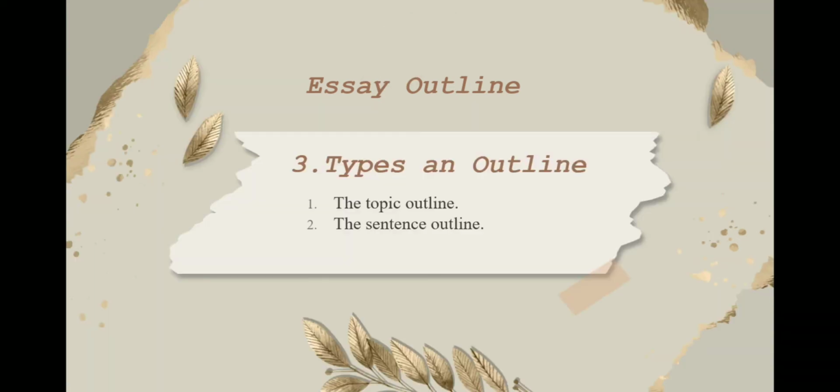Okay, next essay outline, number 3, types of outline. Number 1 is the topic outline. In the topic outline, the headings are given as single words or brief phrases. Number 2, the sentence outline. In the sentence outline, all the headings are expressed in complete sentences.